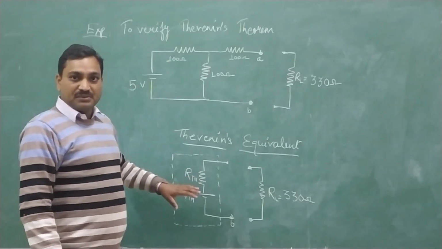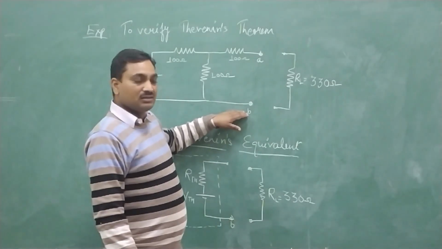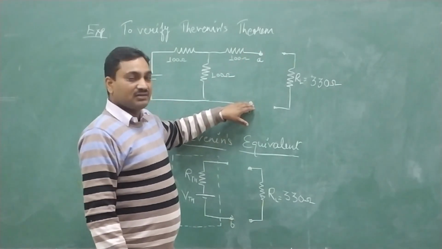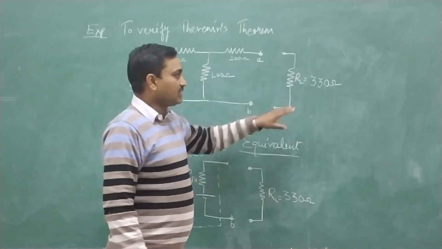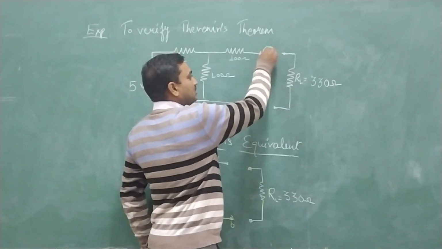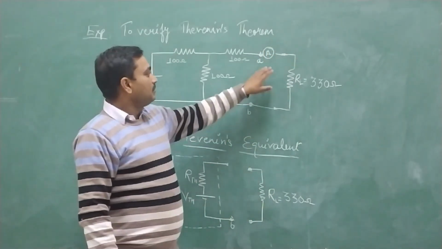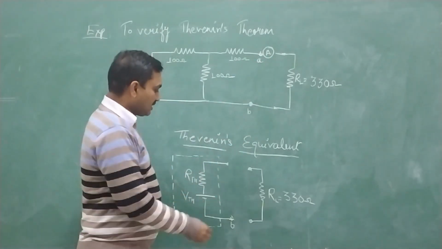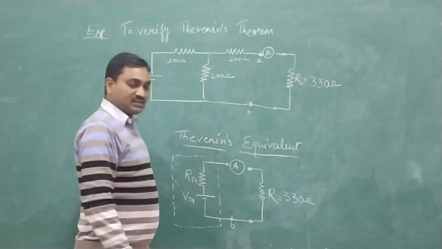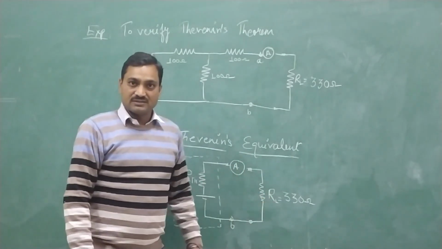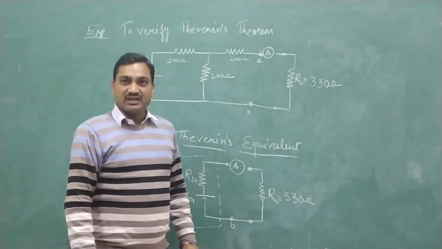In this experiment, we will be considering this network for the verification. This will be the two-terminal network, and this will be the load resistance. For the verification, we will measure the current flowing through this load resistance. Then we will measure the current flowing through the load resistance in the equivalent circuit. If they are equal, that means the theorem has been verified.